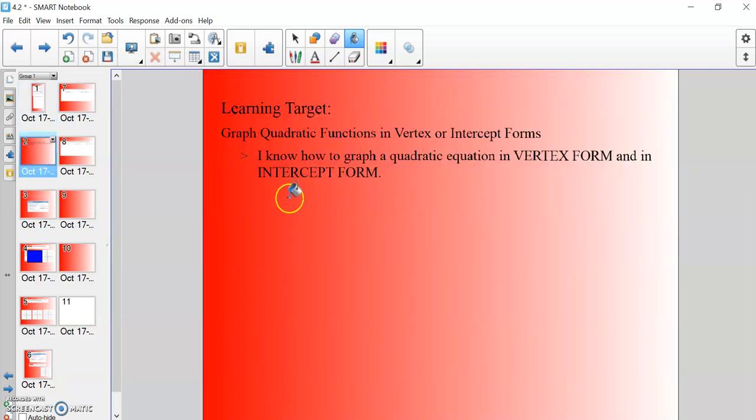Today we're going to do 4.2. Yesterday you guys graphed in standard form. Today we're going to do the other two forms, which is vertex and factored form.